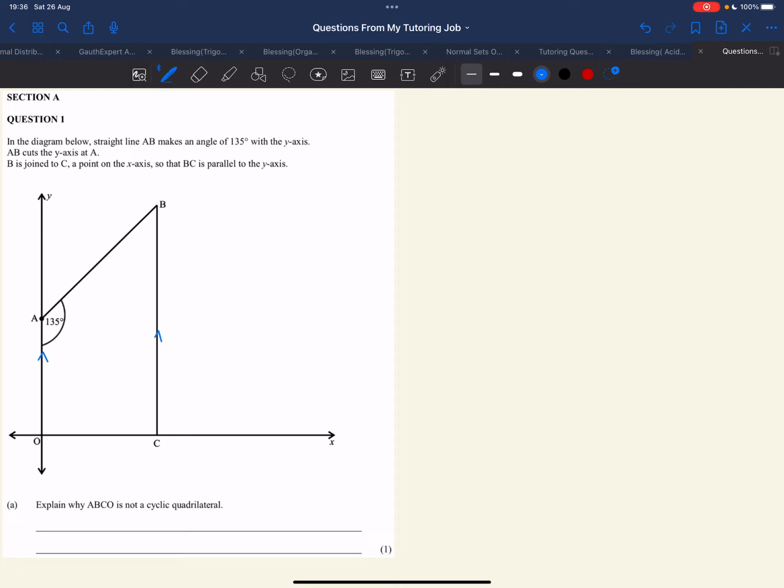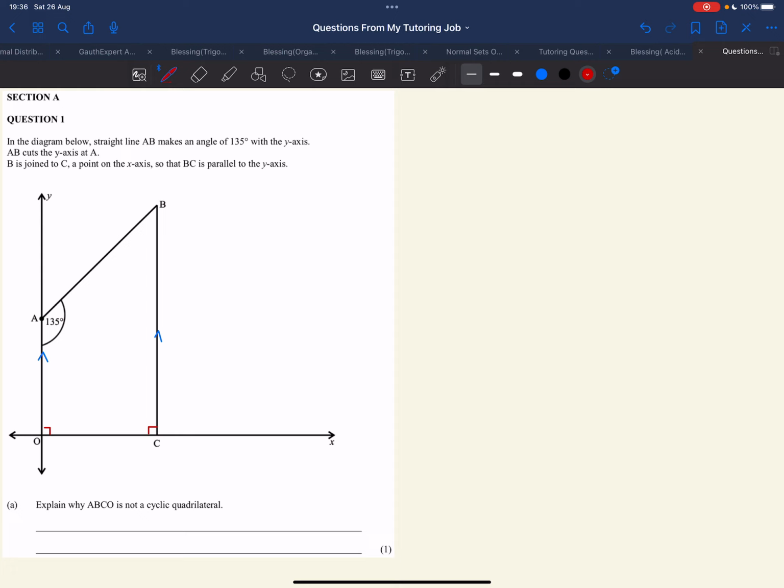Okay, now what I want you to get, seeing that this is the y-axis and the x-axis, the y-axis and the x-axis are always going to be perpendicular to each other. So basically the angle here is 90 degrees. Now if AO is parallel to BC, it means that that angle there as well has to be 90 degrees. All right, let me just draw it a little bit better.